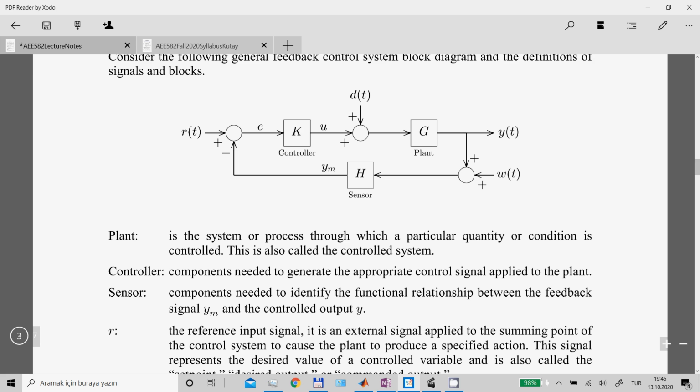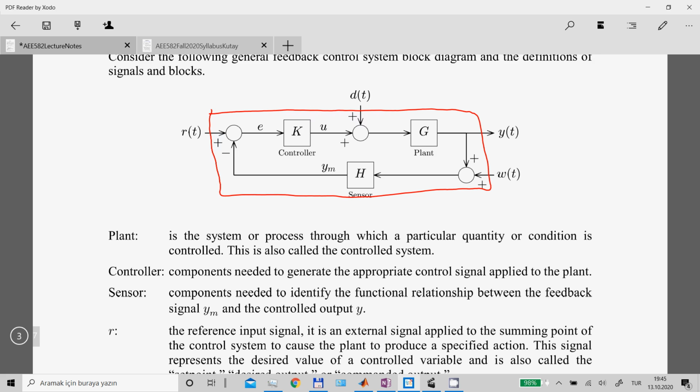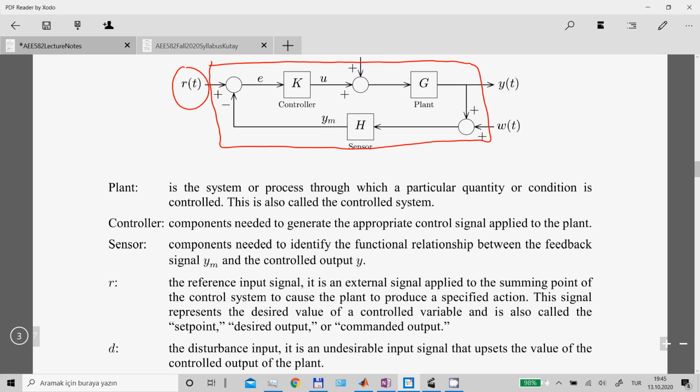Okay, and then there are some external inputs to the system. If you consider the boundaries of your system, if you draw a box like that, you see there are three inputs entering this box. One of them is the R input. It is the reference input signal. So this is the target value for our output. You can also call this the set point, desired output, or commanded output.